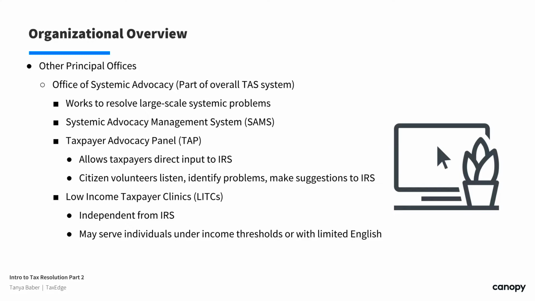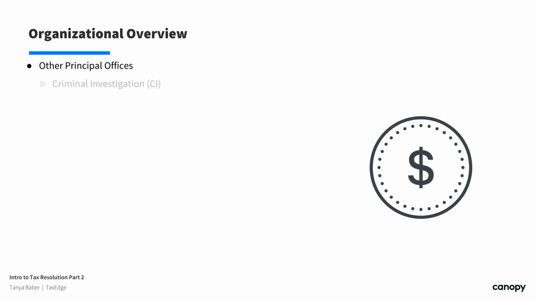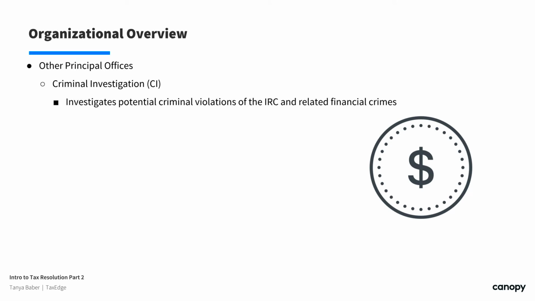Other offices that you may hear of or encounter is the criminal investigation arena. Their job is to investigate potential criminal violations of the code and related financial crimes. Now, it's comprised of nearly 3,500 employees worldwide. Of that, about 2,500 of them are special agents. Their investigative jurisdiction includes tax, but not only tax; money laundering and Bank Secrecy Act laws are all within their jurisdiction as well. Their job is to try to provide confidence in the tax system, because they're going to go after those who are the bad players, so that everybody else is.